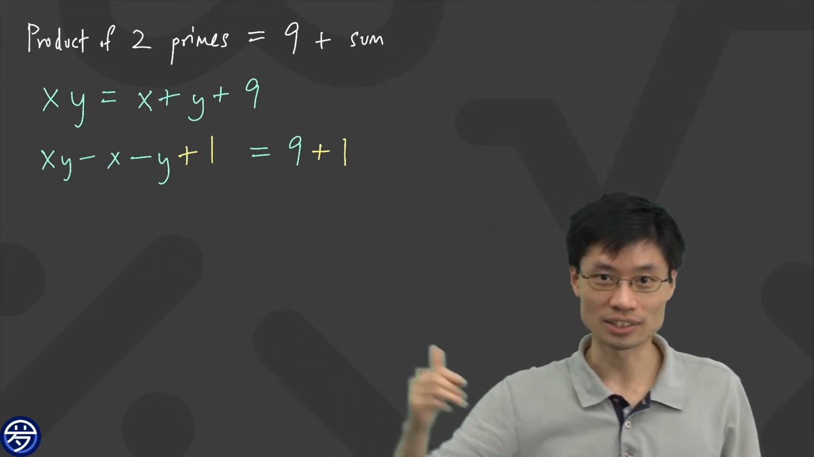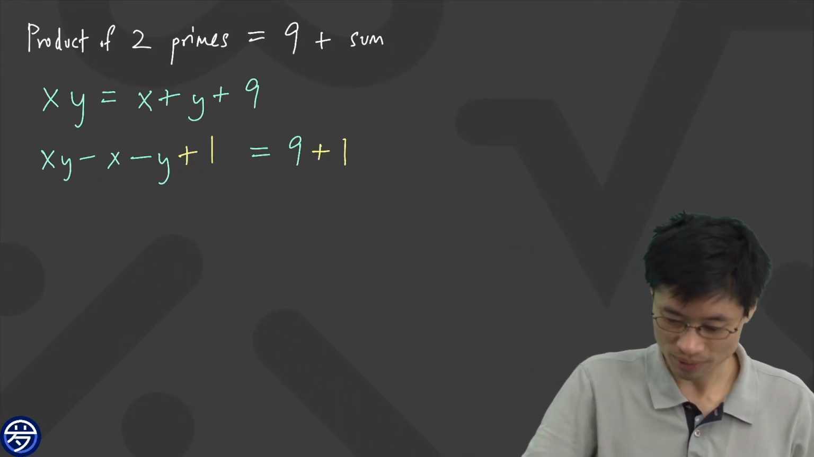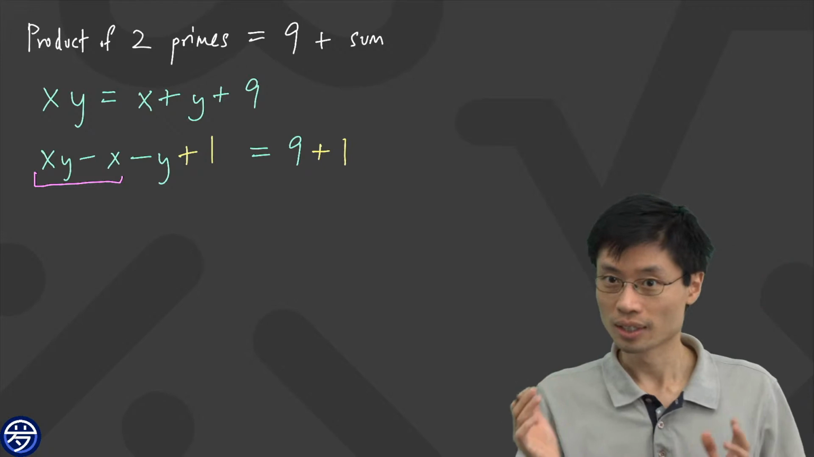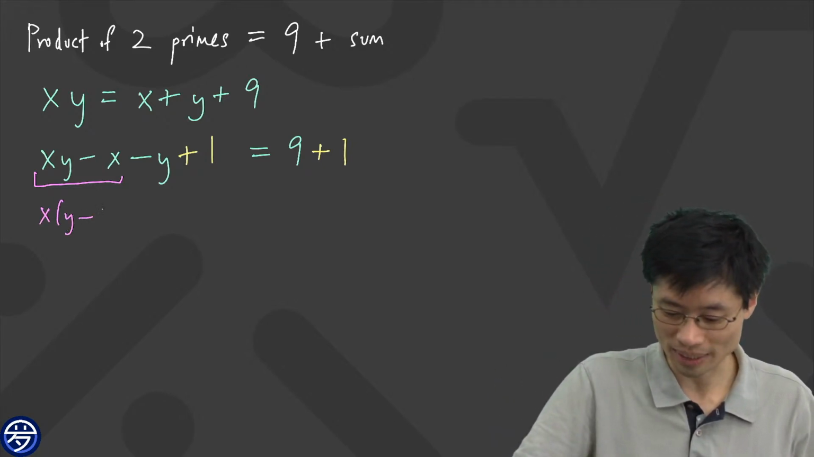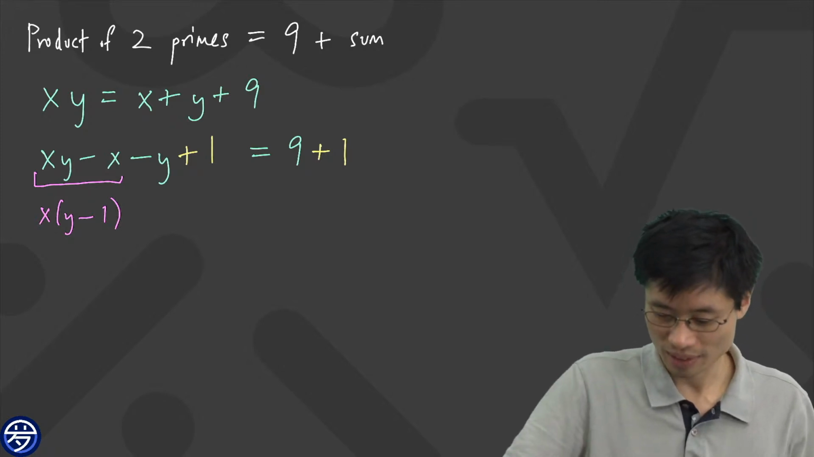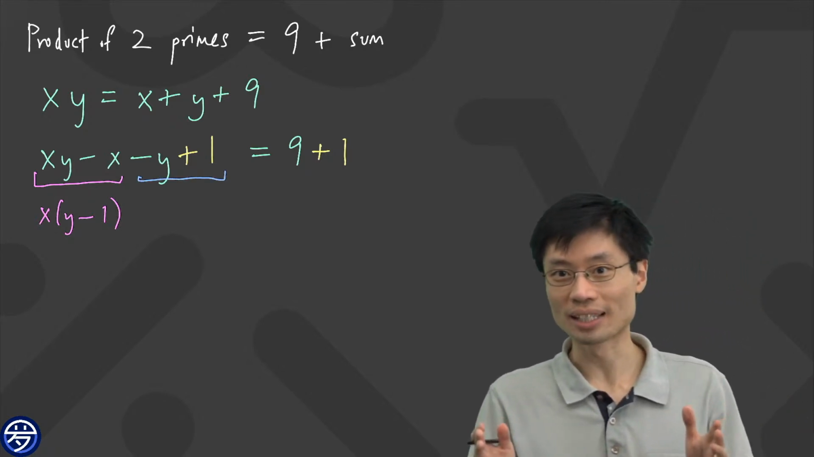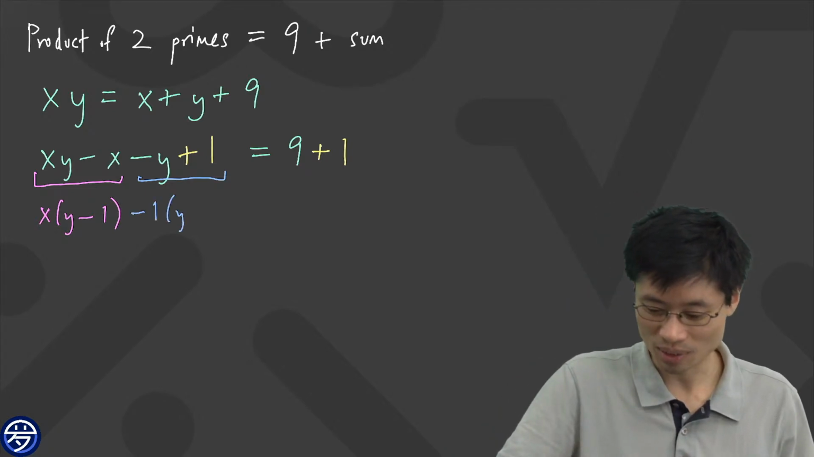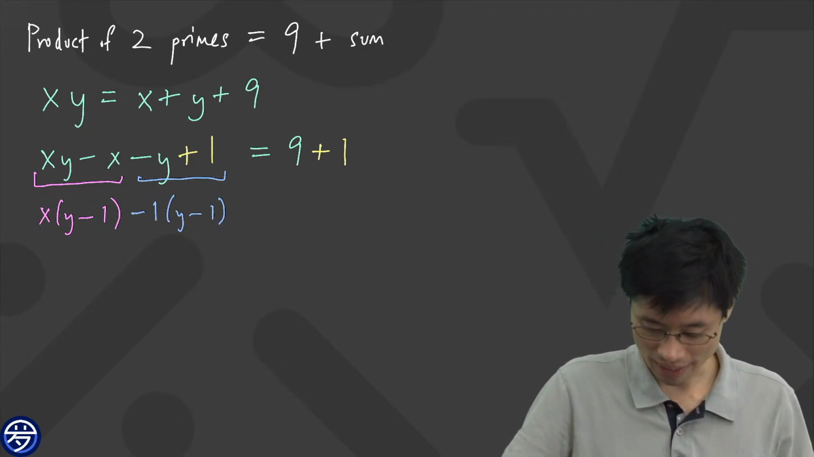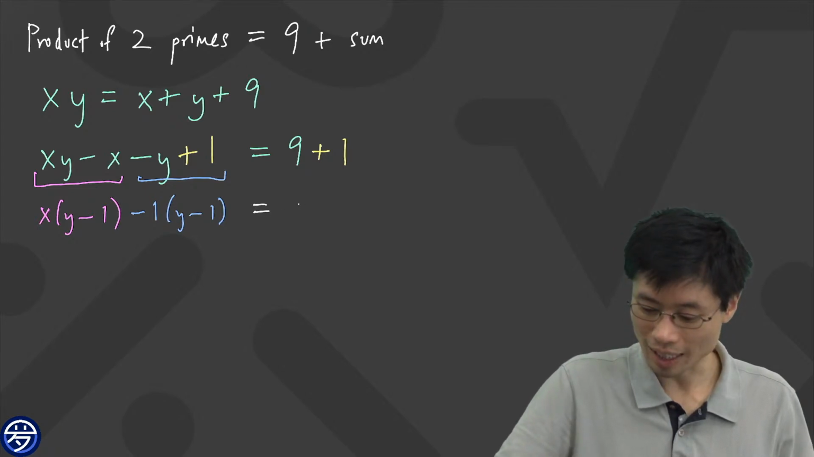Well, we can start factoring. Look at this. Take the first 2, that one I can factor out an x. x times y minus 1. Oh, gee. This thing looks a lot like y minus 1, just minused. So I can say minus 1 times y minus 1, and that equals 9 plus 1, which is 10.